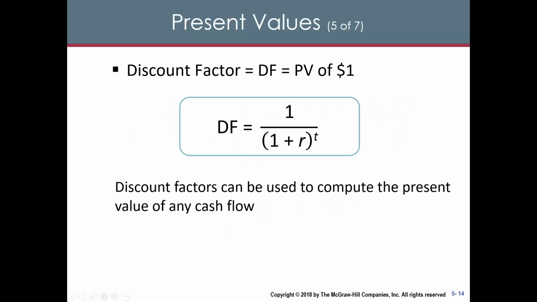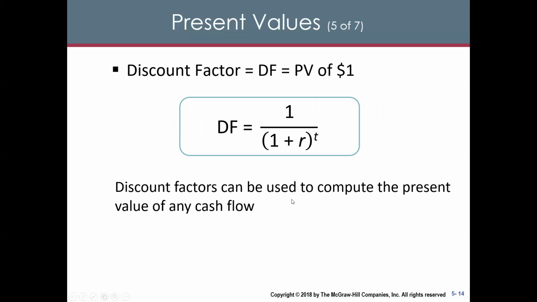And here is the formula for the discount factor. The DF is the present value of a $1 future payment. So FV is 1, as assumed, divided by (1 plus R) to the T.